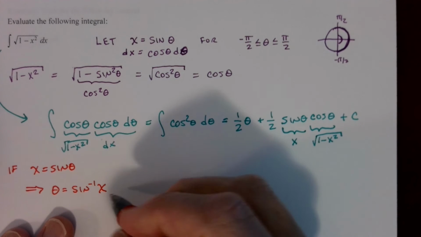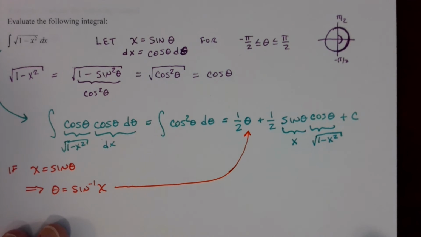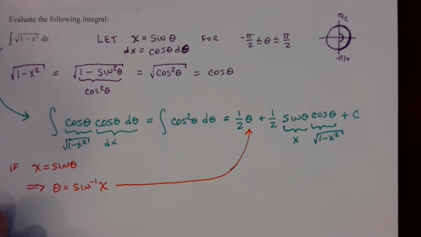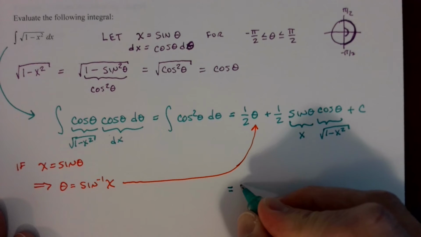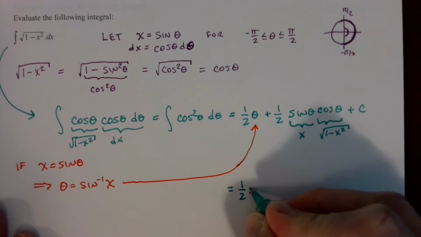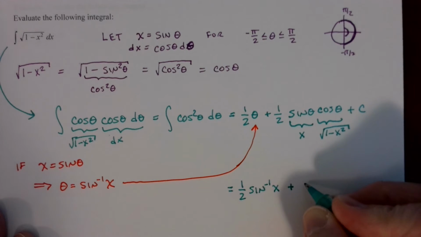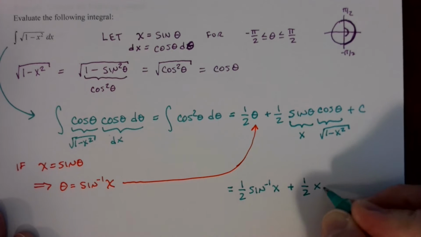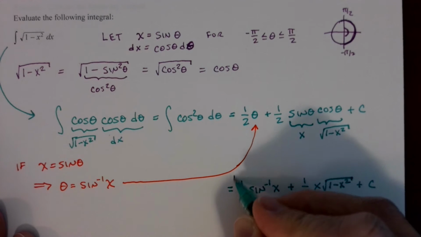And so that's going to be that value. What we get then is 1/2 the inverse sine of x plus 1/2 x times the square root of 1 minus x squared plus c. That's our antiderivative.